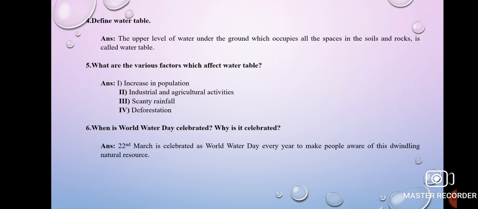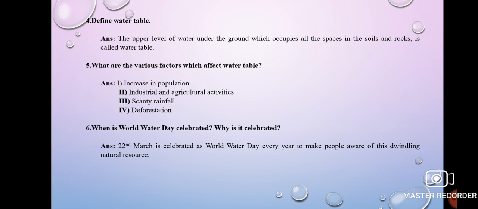Next, define water table. What is water table? The upper level of water under the ground which occupies all the spaces in the soils and rock is called water table. Now there is a certain level of water under the ground. The topmost level of the water under the ground that occupies the spaces in the soils and rock is called what? It's called water table.